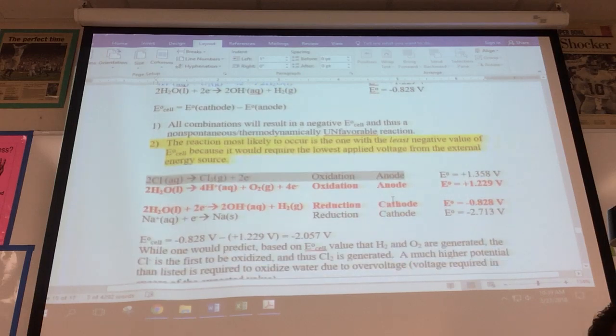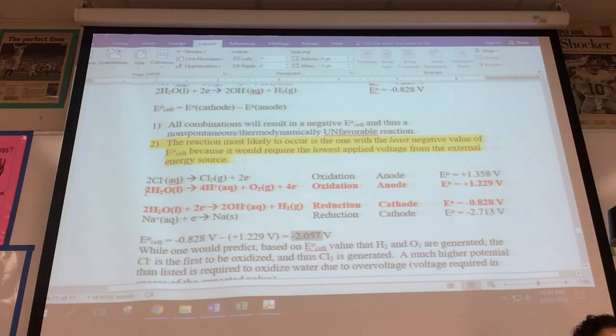Okay. You know in electrolytic cells, E cell must be negative, but you want it as close to 0 as possible. So looking at this now, it's cathode minus anode, and the combination that's going to give you a negative closest to 0 is this minus this. So E cell here is negative 2.057 volts. And we use the two equations highlighted in red.